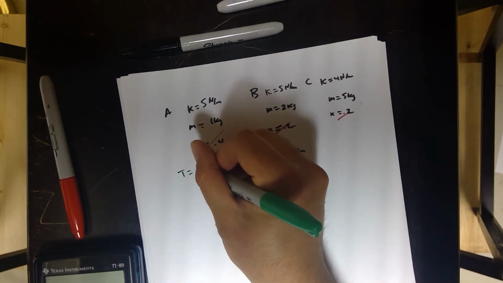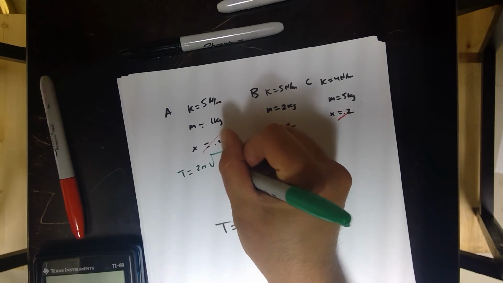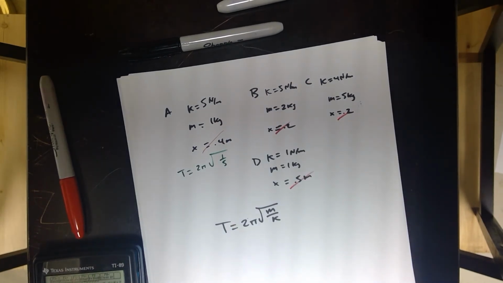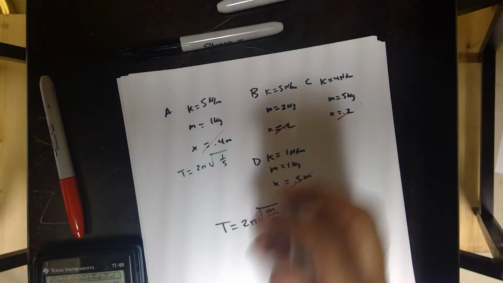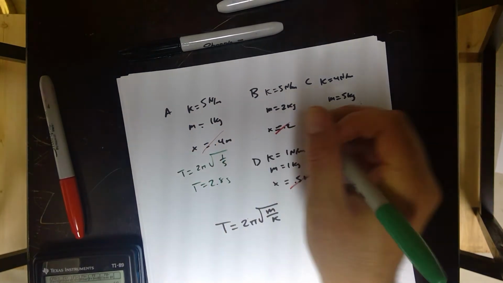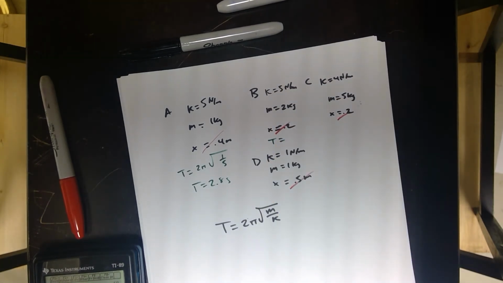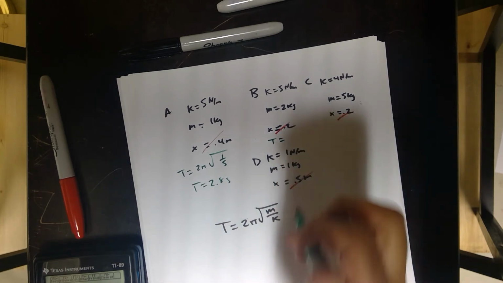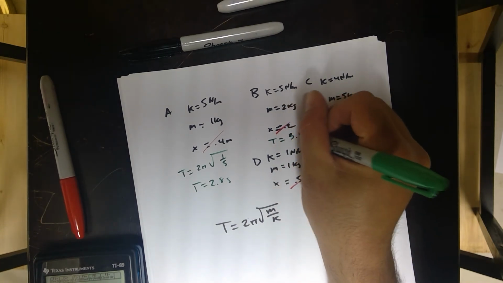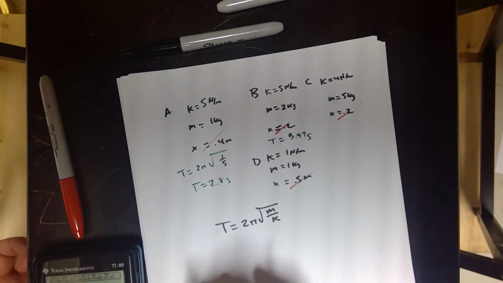So if I do 2 pi square root of 1 over 5, that's going to get me an answer here, and I get a period of 2.8 seconds. This one has a mass of 2, so I'll put in those same numbers except 2, and I get 3.97 seconds. So right away we see that this has a larger period than this.